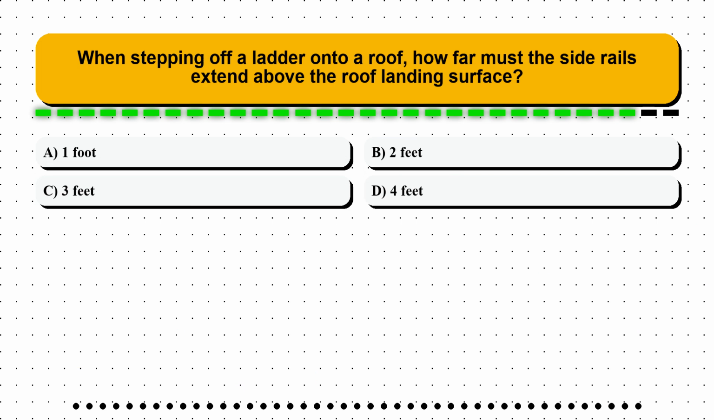Question 16. When stepping off a ladder onto a roof, how far must the side rails extend above the roof landing surface? Option A, 1 foot. Option B, 2 feet. Option C, 3 feet. Option D, 4 feet.